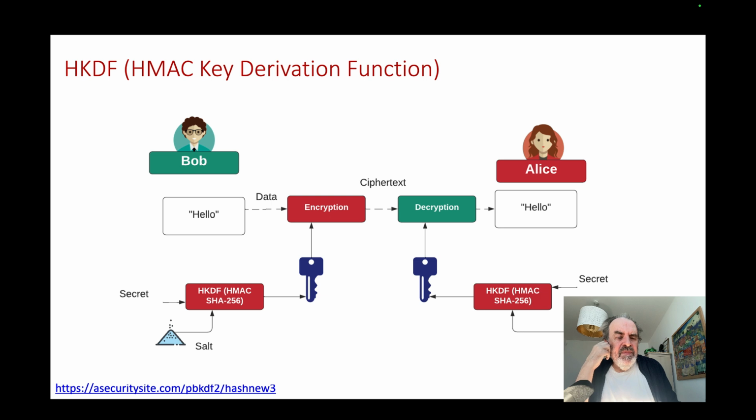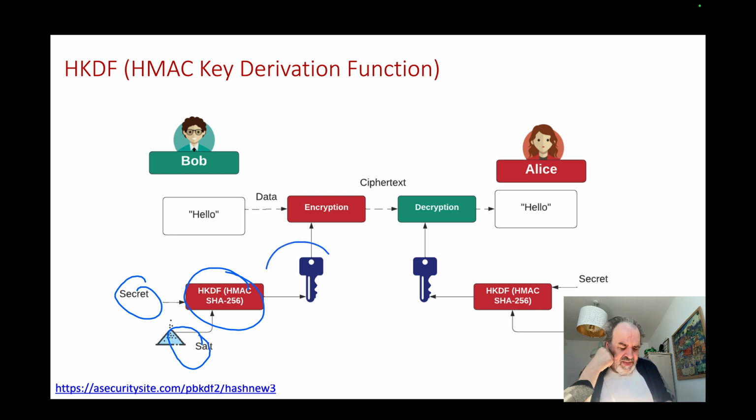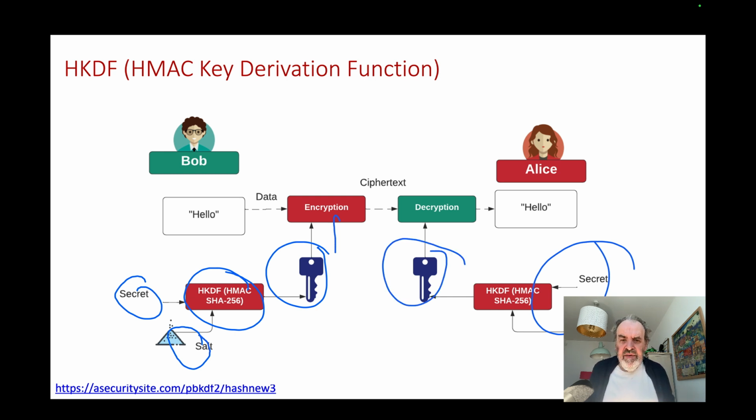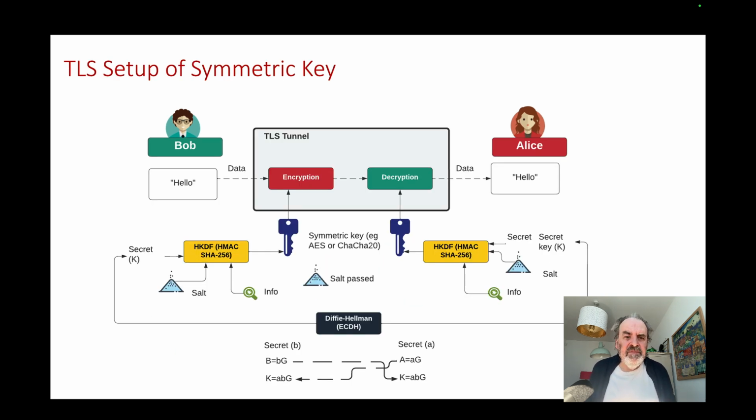So with a key derivation function, we take a secret value such as a password and a salt, and then we put it into this HMAC key derivation function to create the key, which is then used for our encryption. On the other side, Alice will use the same secret, the same salt value, and she will create the same key for the decryption process.